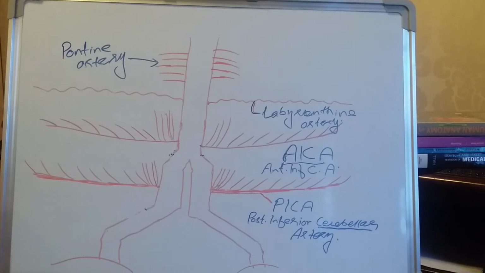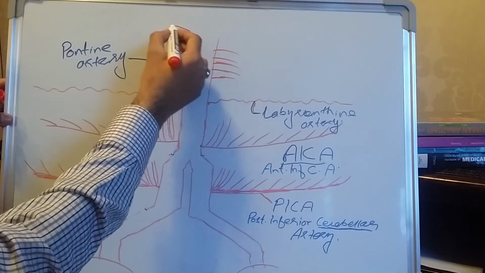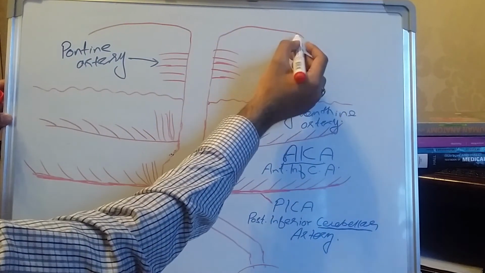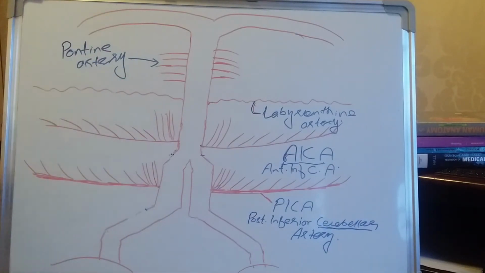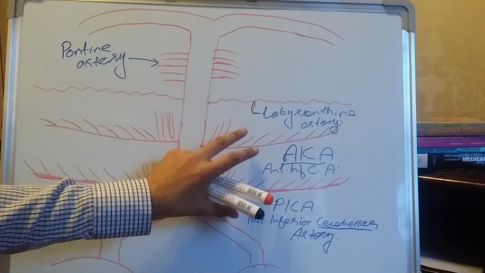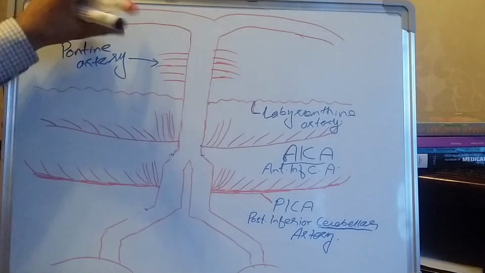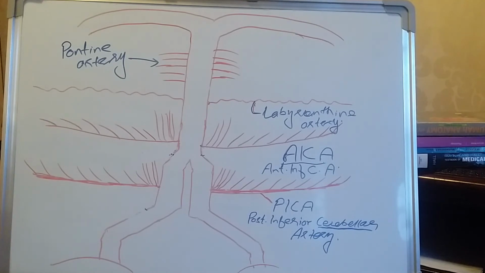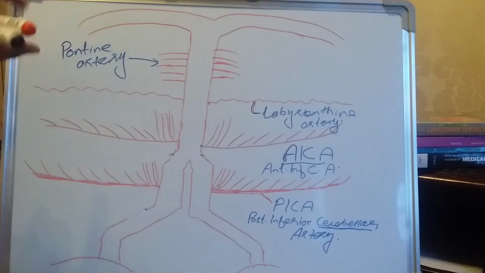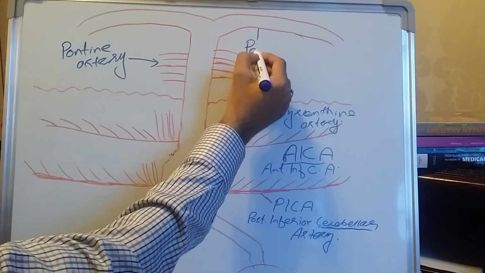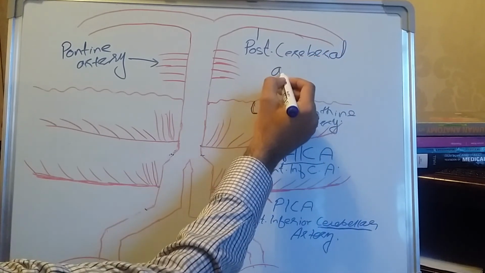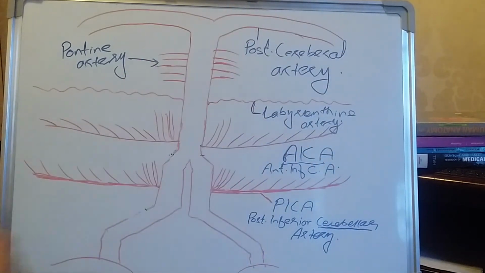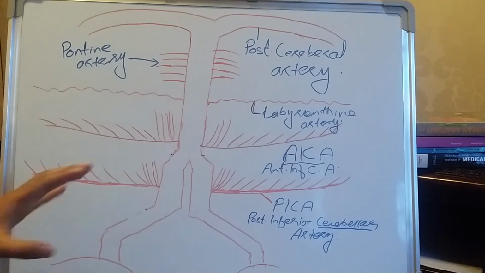After this, as we move upward, the basilar artery divides into two arteries on both sides, long branches here and here. These give branches to the cerebral region and provide blood supply to the lateral side of our brain. So these are called the posterior cerebral arteries. This is the whole discussion about the vertebral artery and the branches originating from the basilar artery.